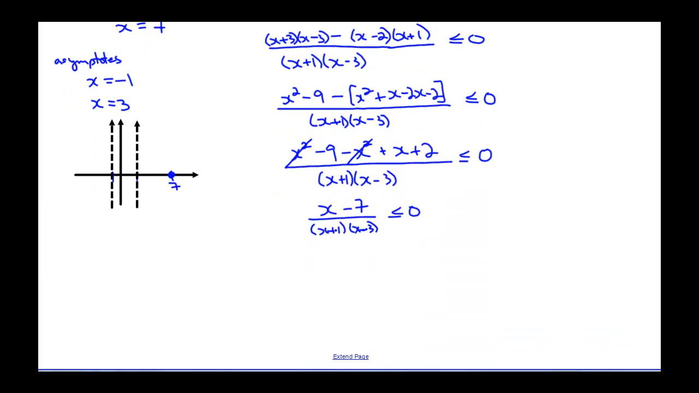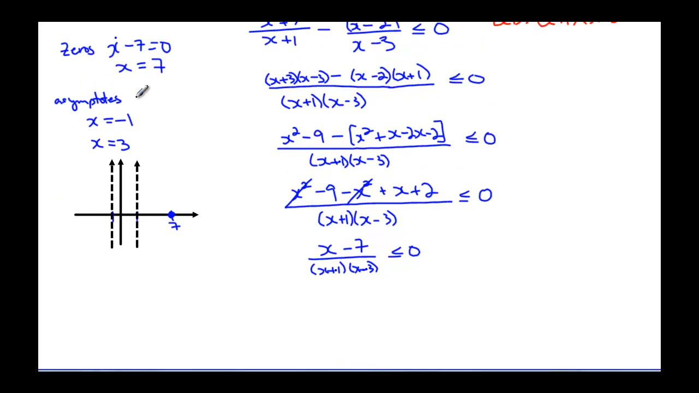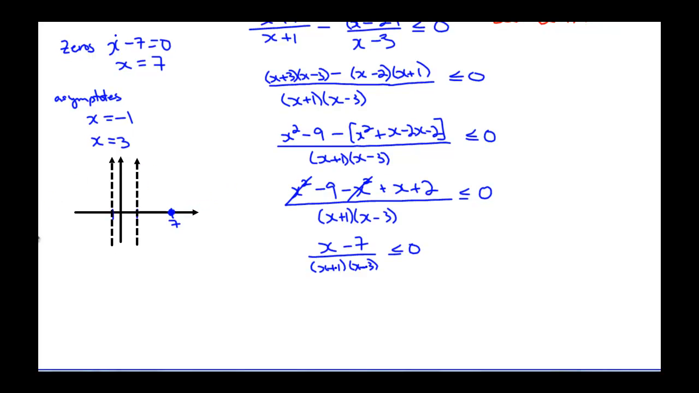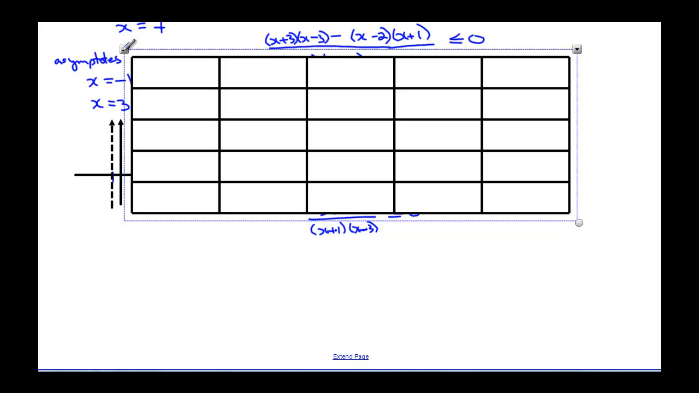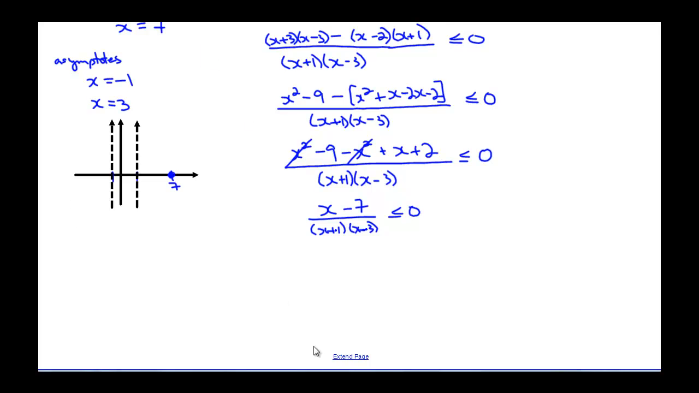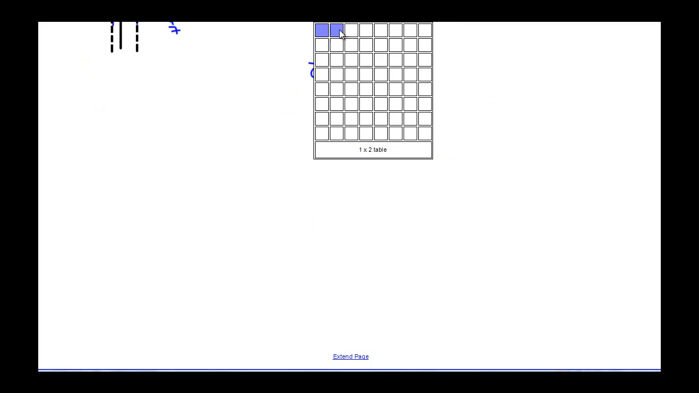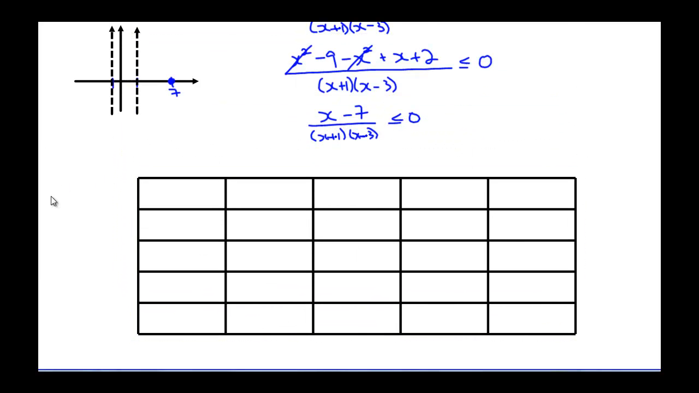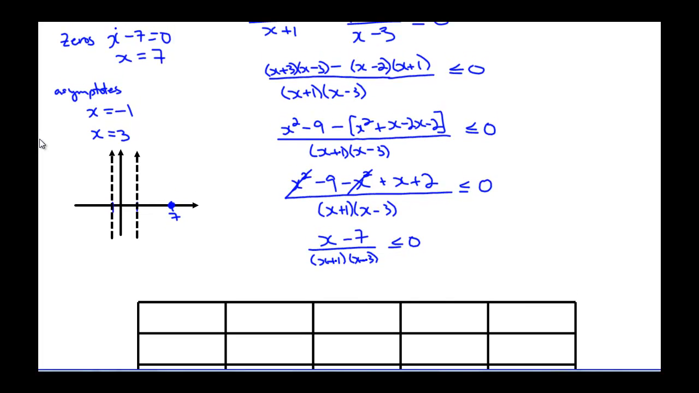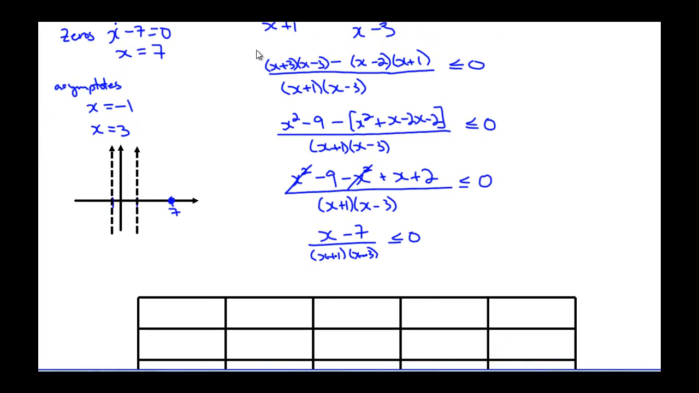So now we set up a table. Since we have three points that divide up our x-axis, that means we're going to have 4 intervals. And so I'm going to make a 5 by 5 table, so I have enough space here. Just going to move it down. Let's see if I can move it down here. Make a 5 by 5 table. Here we go.